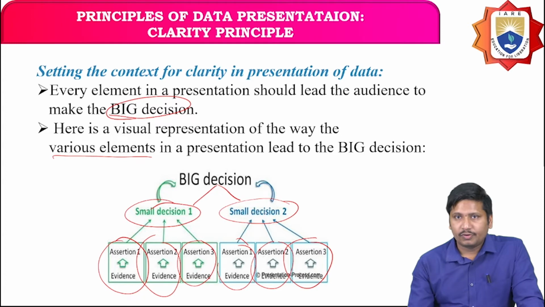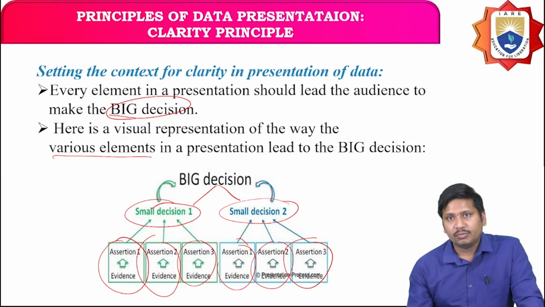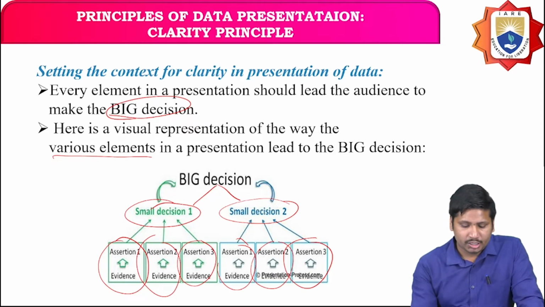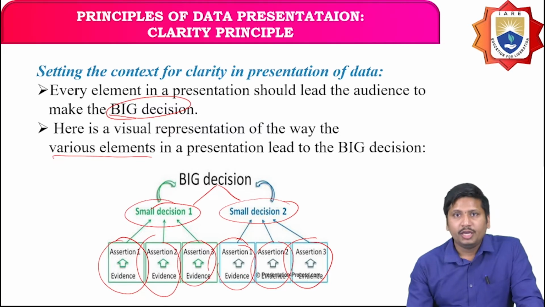Many people know that if we're going to solve a big problem, we have to split it into smaller problems, solve each of those smaller problems, and finally club all the small solutions together to get the solution for the big problem. In a similar fashion, the elements we present should lead the audience to make a big decision, which is the context of clarity. So make small assertions of a small decision, then similarly make assertions of other small decisions, and finally club them together to get a big decision.